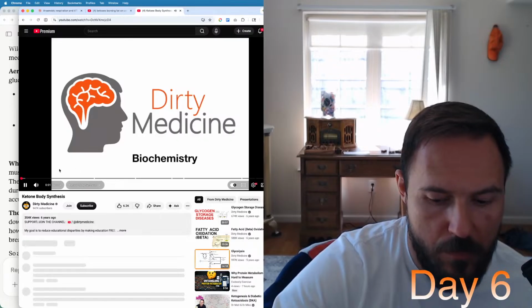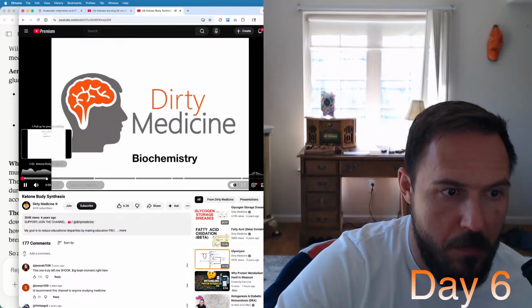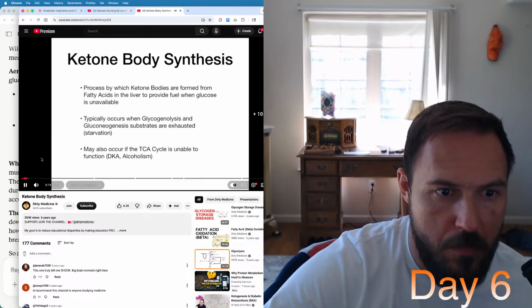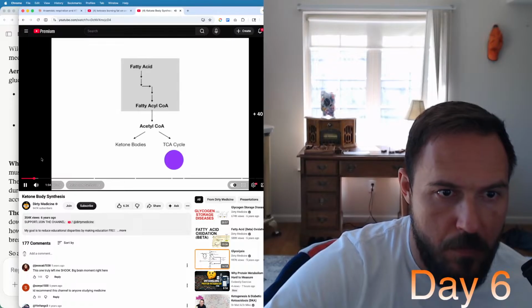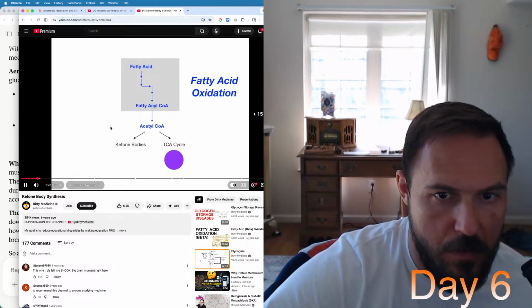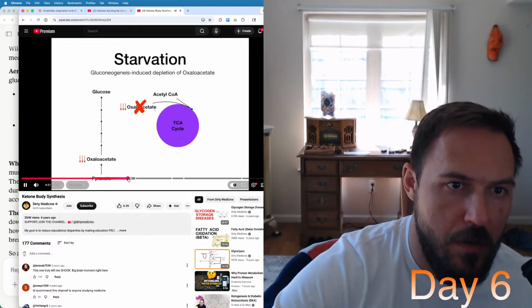In this biochemistry lesson, we're going to continue our discussion and talk about ketone body synthesis. Ketone body synthesis occurs in the liver. It typically occurs when glycogenolysis is low, starting with acetyl-CoA, and it specifically prevents us from getting more glucose from gluconeogenesis, and it prevents the TCA cycle from working.